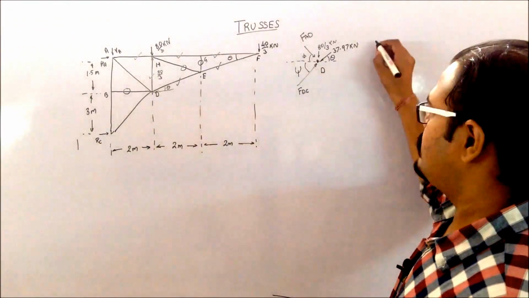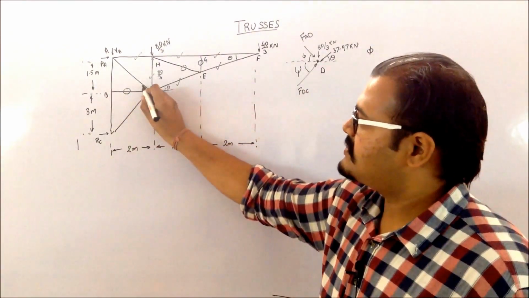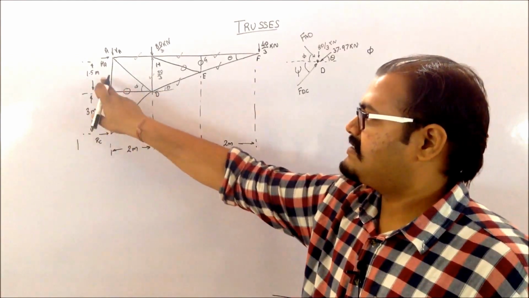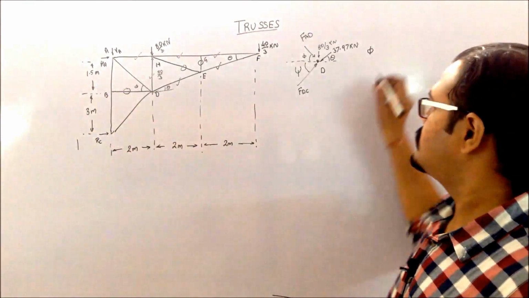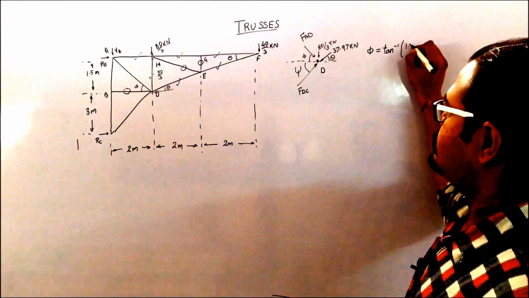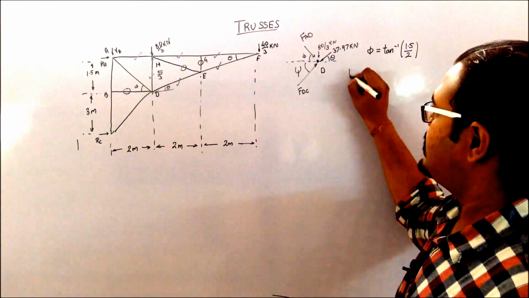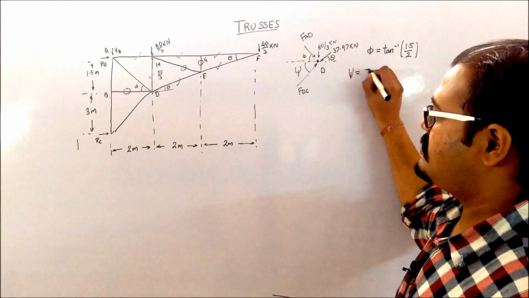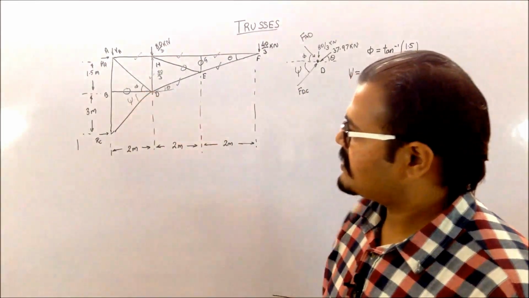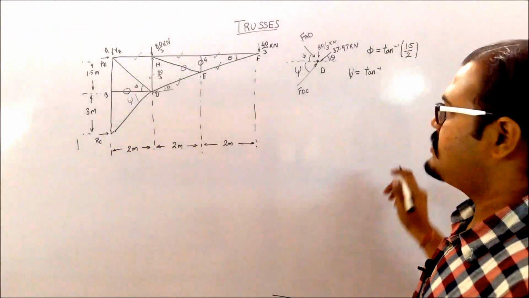If I want to calculate my phi, I have to go back to this particular diagram. So this is my phi. My phi will be equal to tan inverse of 1.5 upon 2. And my xi, which is present over here, will be equal to tan inverse of 3 by 2.